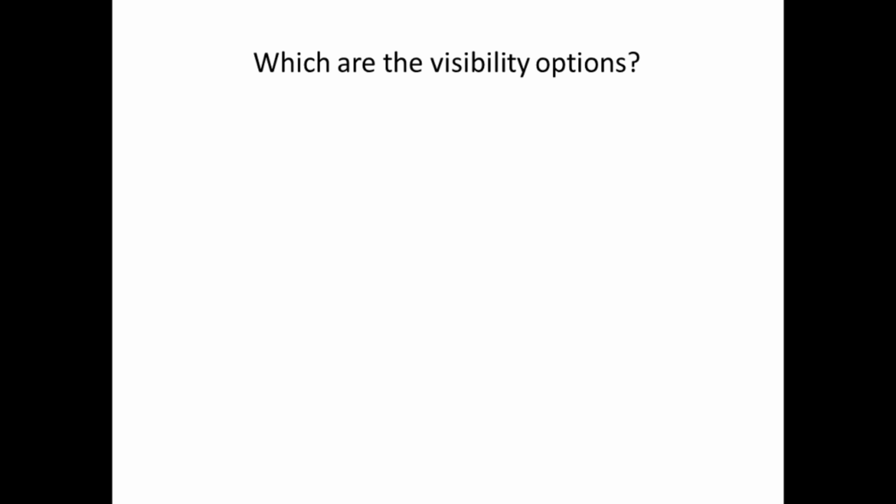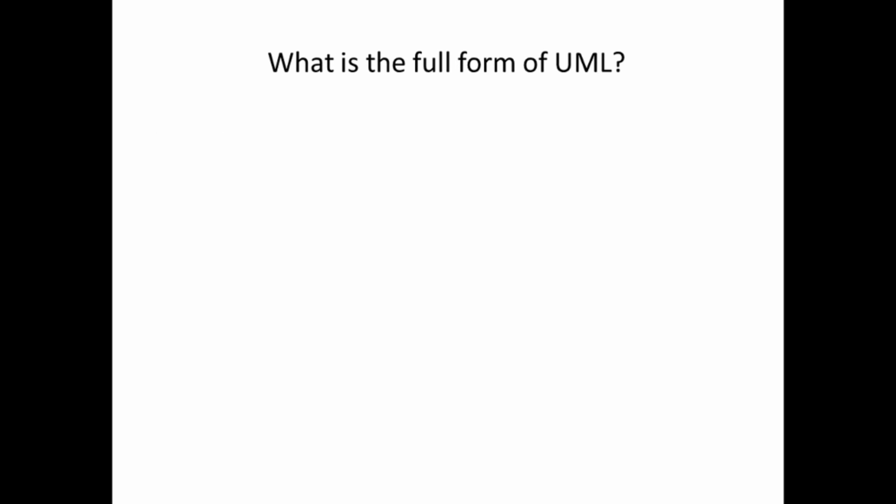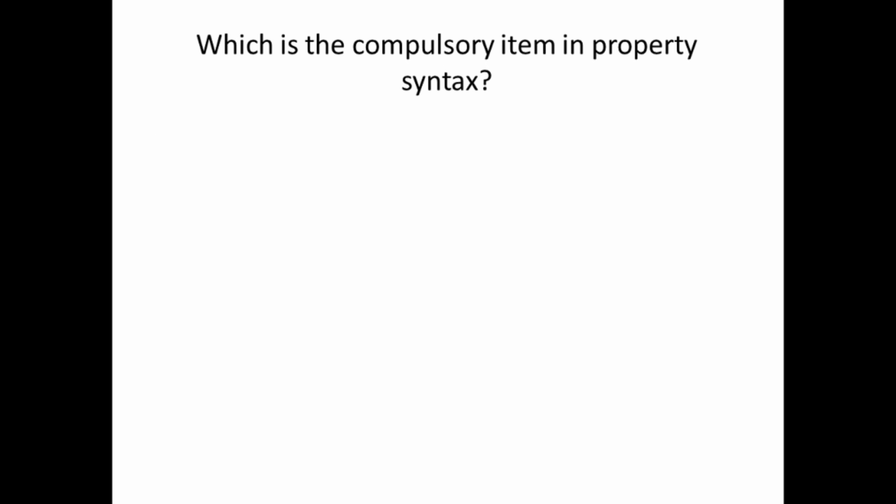Which are the visibility options? Remember, four visibility options are there: private, protected, public and package. Well, what is the full form of UML? UML means Unified Modeling Language. Which is the compulsory item in property syntax? Well, the property name, or you can say attribute name, that is compulsory. All the other items, other options are optional.